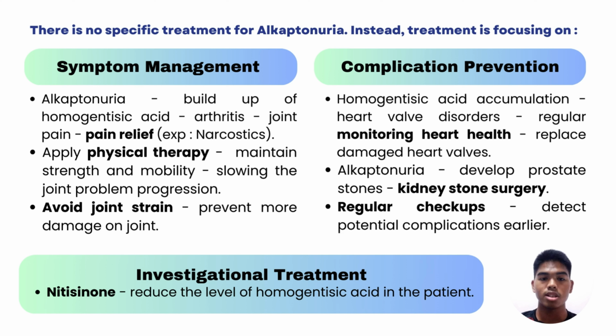It is also advisable for individuals with alkaptonuria to avoid activities that put excessive strain on their joints to prevent further damage. The second one is complication prevention. Regular monitoring of heart health is essential due to the risk of heart valve disorders caused by the accumulation of homogentisic acid. In severe cases, surgical intervention to replace damaged heart valves may be necessary.